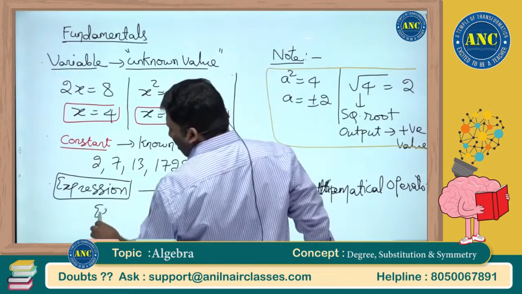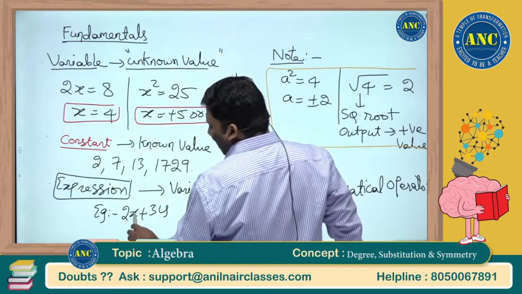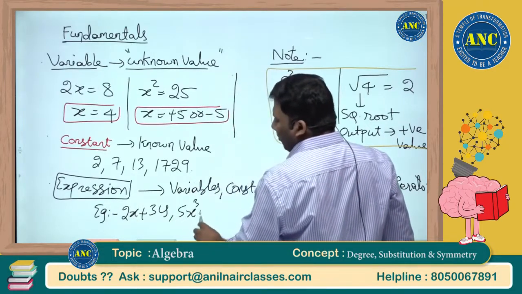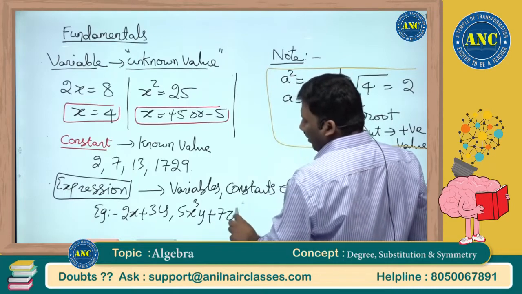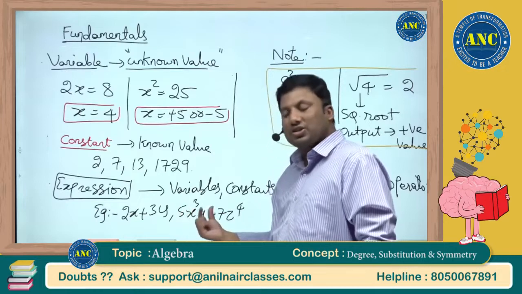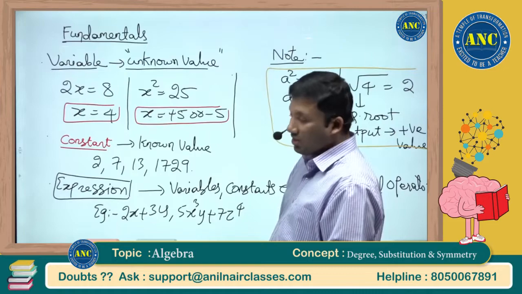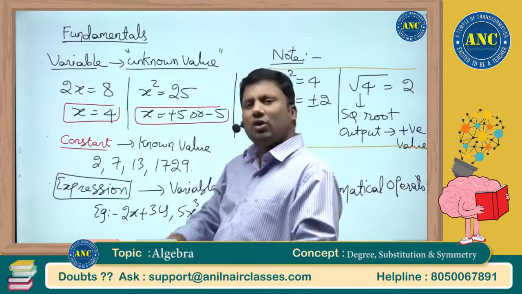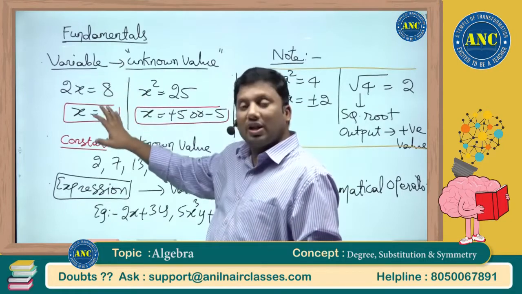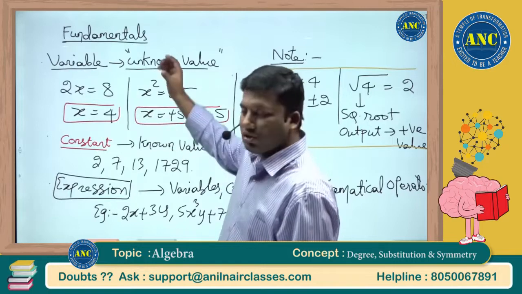For example, 2x plus 3y. It is a combination of variables, constants, and mathematical operators. 5x cube y plus 7z power 4. It is a way of expressing by using variables, constants, and mathematical operators. What is a variable? Unknown value. In all the questions we are discussing today, we are going to use all these terms, so I am defining it for the sake of non-mathematical students.